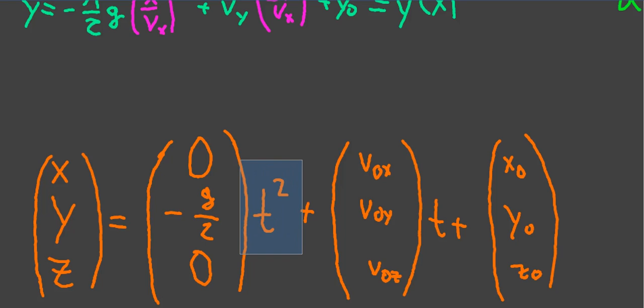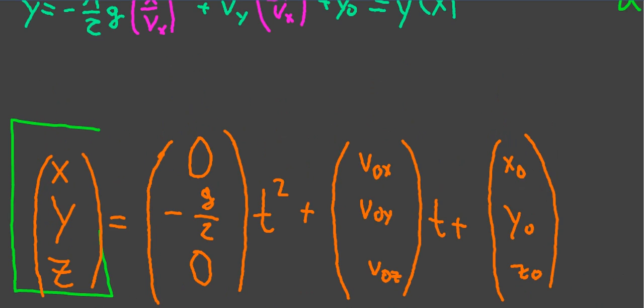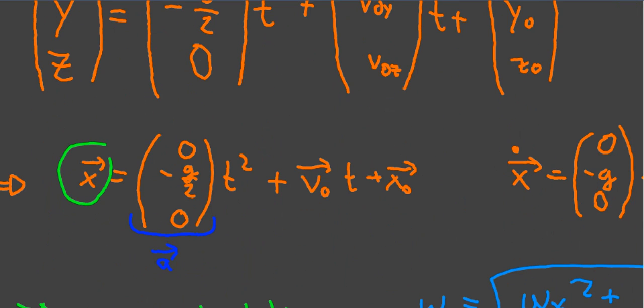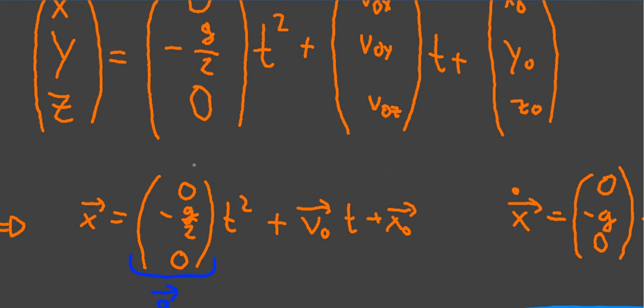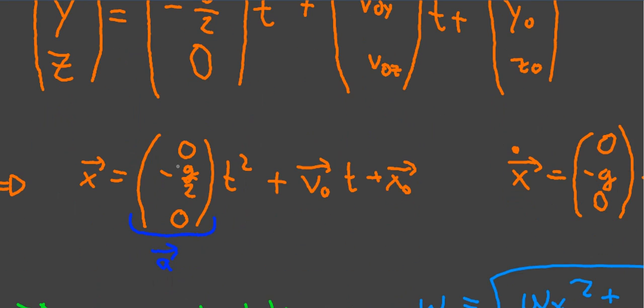That's great and all, but isn't it more writing? I have to do these strange brackets and everything, and it's not so obvious anymore. Then comes the next part. We write the x, y, and z vector just as the x vector, our position vector. Our position vector is then equal to something, and this something is this first vector times t squared. We can call the first vector the acceleration vector, but we don't need to.